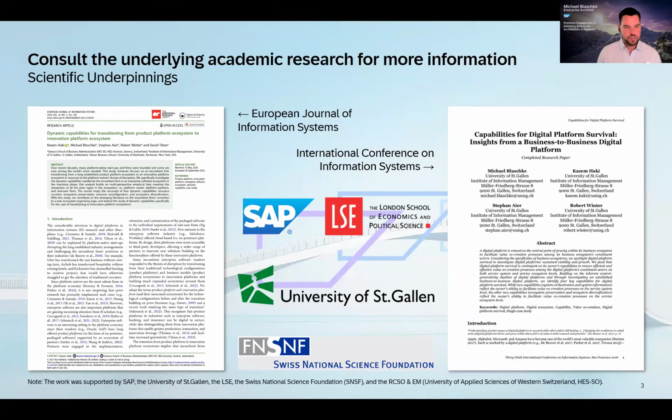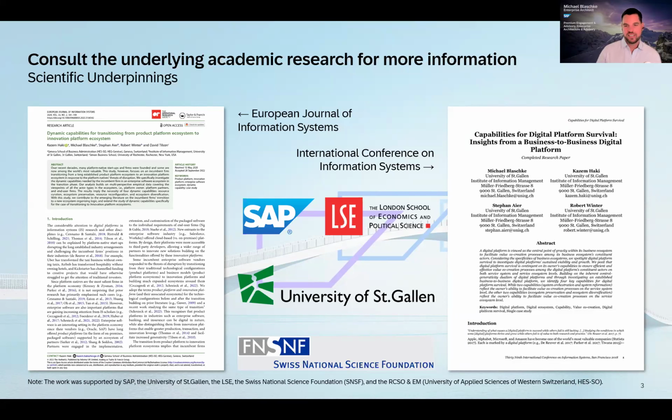It has been brought forward by myself as a co-author, but also by my fellow co-authors at the University of St. Gallen and the London School of Economics. The concepts presented today come from published research in, first and foremost, the European Journal of Information Systems, but the work has also been presented at the International Conference on Information Systems. Most importantly, today is not just theory. It's been rigorously tested and validated in the projects I support and by the international academic community.